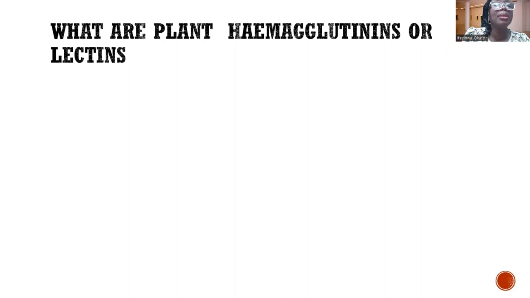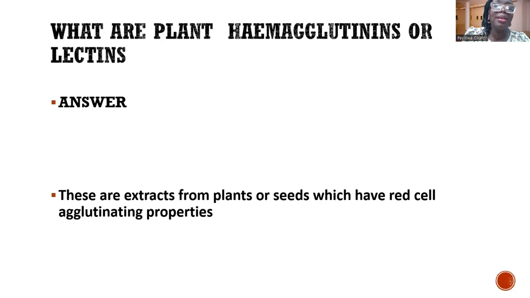What are plant hemagglutinins or lectins? Answer: These are extracts from plants or seeds which have red cell agglutinating properties. There are some plant extracts that possess the ability to agglutinate red cells. They can be used to prepare anti-serum, and these particular extracts are called lectins or hemagglutinins. An example is Dolichos biflorus, which is specific for A cells. It agglutinates A cells.